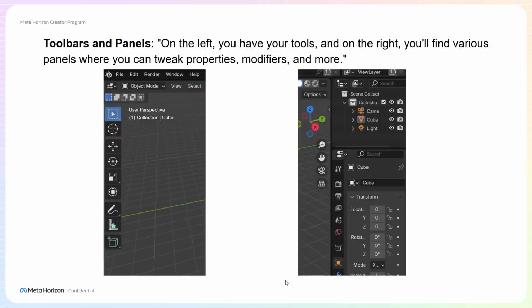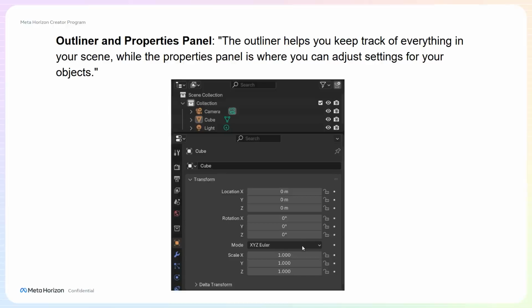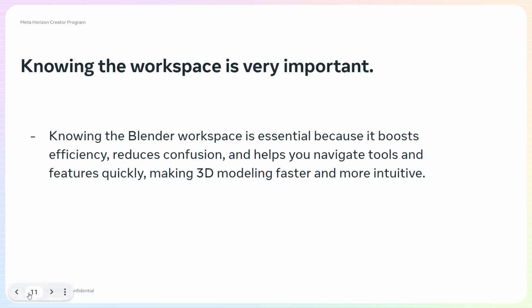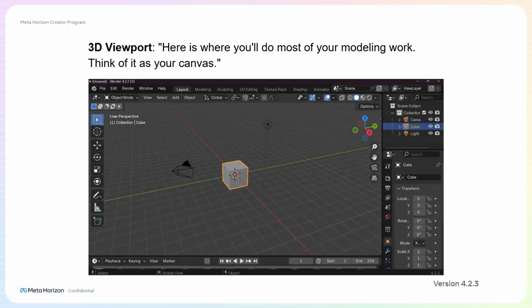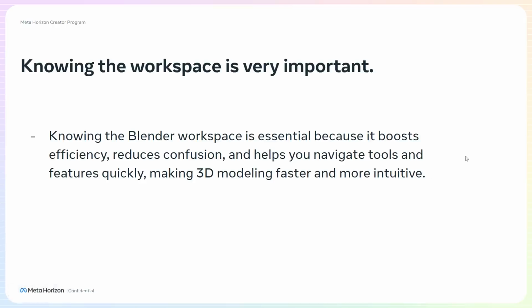Toolbars and panels. There's a lot of them, and it can be overwhelming, but let's make it a lot less scary. On the left, you'll have your tools, and on the right, you'll have your various panels where you can tweak properties, modifiers, and more. Outliner and properties panel. The outliner helps you keep track of everything in your scene, while the properties panel is where you can adjust your settings for your objects. I have the version down here, 4.2.3. I think that is the latest and greatest.